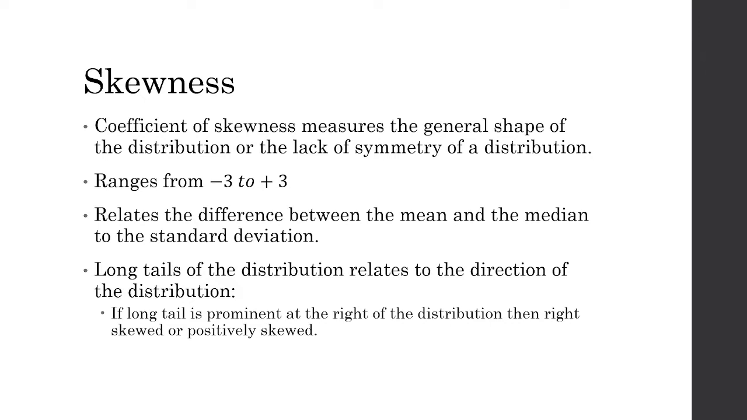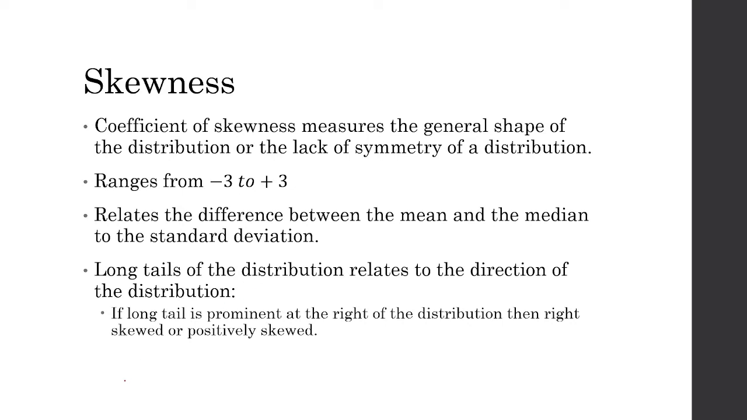So long tails of the distribution relates to the direction of the distribution. Ibig sabihin, kung meron kang long tail na nasa right, ibig sabihin lang nun, right skewed or positively skewed yung distribution mo. At kung yung long tail mo naman ay prominent sa ating left, that means that you have a negatively skewed or a left skewed distribution. So, yan lang yung sinasabi natin.